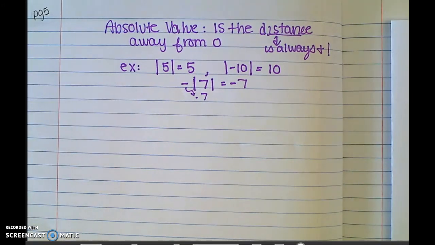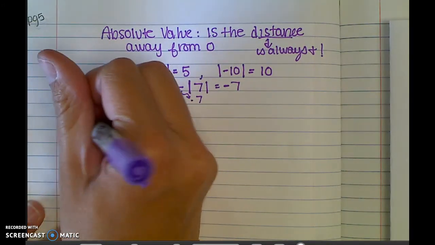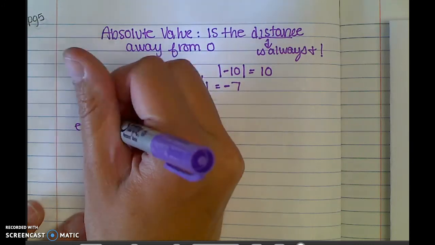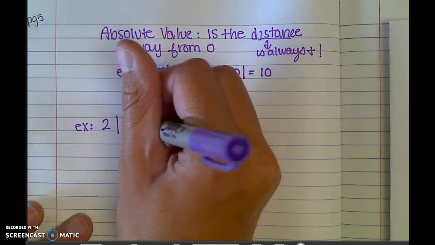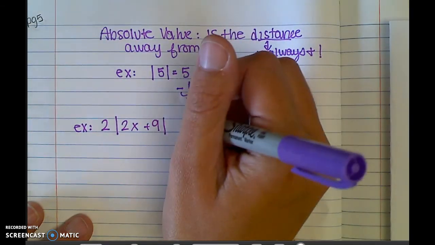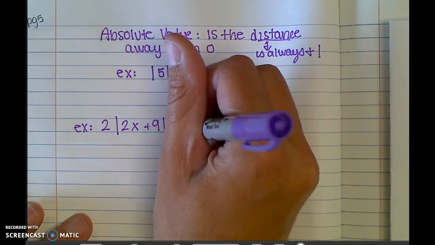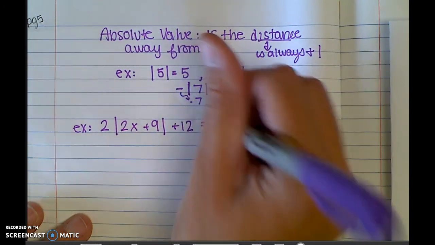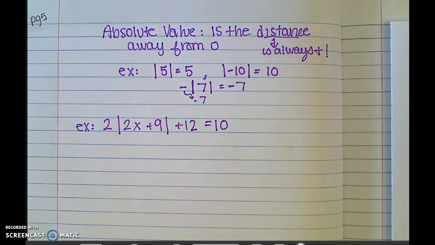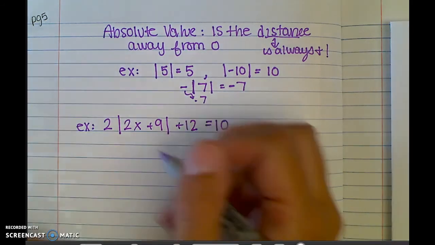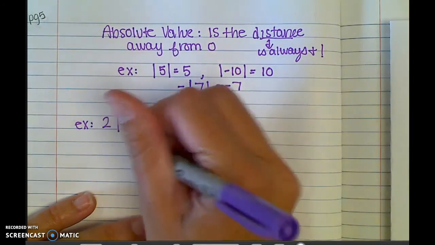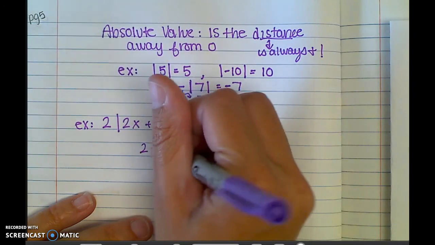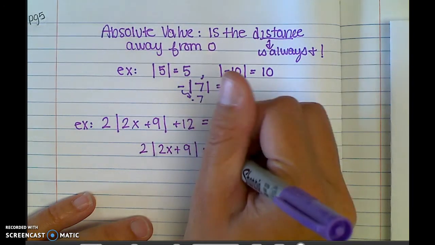If I have something like this. I have 2 absolute value, 2x plus 9, and the absolute value plus 12 equals 10. Now, just like with that last one, we want to get our absolute value bars alone. They're kind of like parentheses. So I would subtract the 12 first. We'd have 2 absolute value 2x plus 9 equals negative 2.